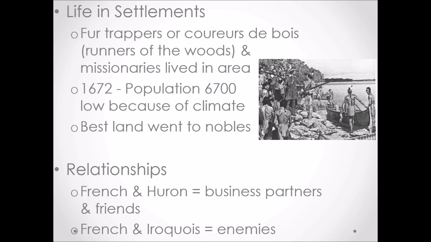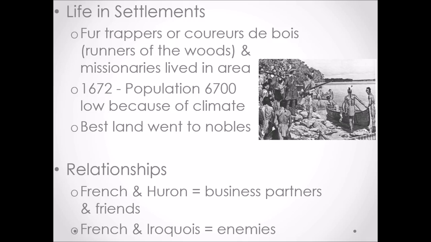And the relationships that these people had with the Native Americans were important for them because of that trade that was going on. And you had a major relationship between the French and the Huron Indians, the Native Americans, and they became business partners and friends mostly, but you did have some enemy relationships as well with the Iroquois Confederation and the French.